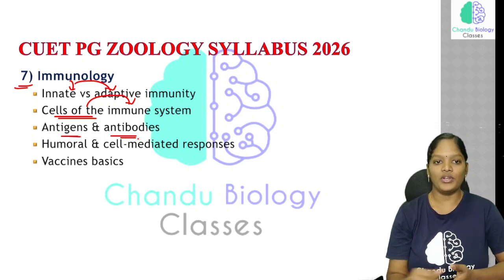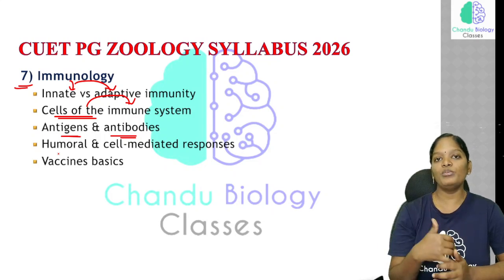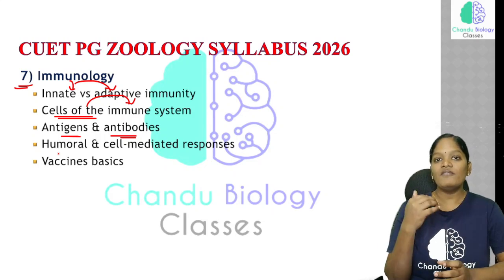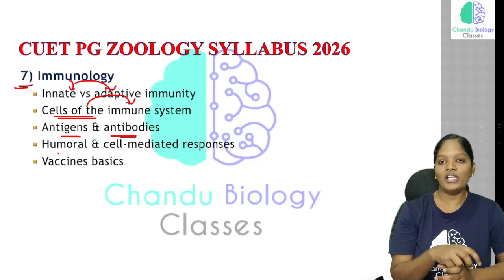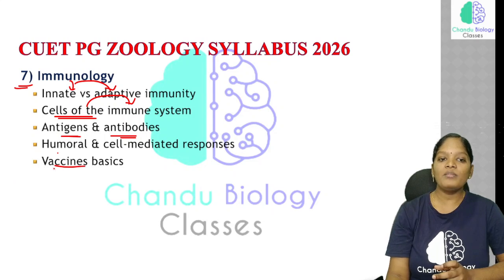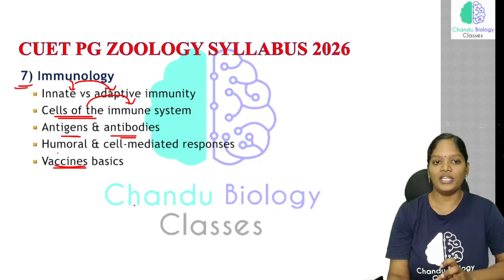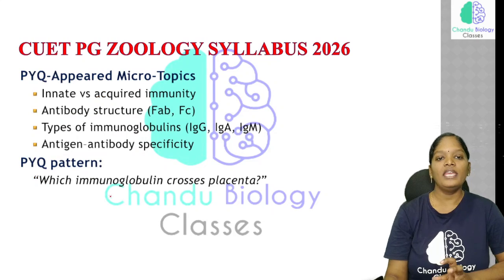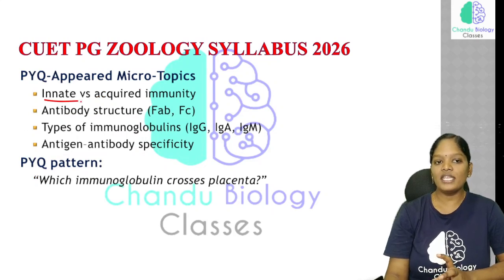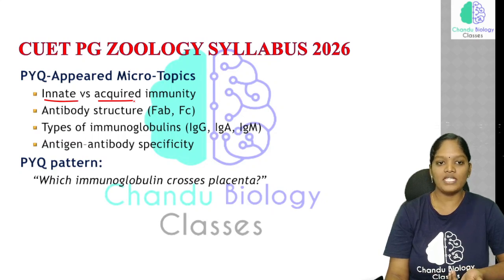That is called an antibody. What is the difference between humoral immunity and cell mediated immunity? Which cell is involved in humoral immunity and cell mediated immunity? We are going to study that. And what is meant by vaccines? What is the basic ideology in vaccines? And what is the relation between vaccines and herd immunity? Everything will be discussed here. In the previous year question, what is the difference between innate immunity and acquired immunity? We can expect a question from here.